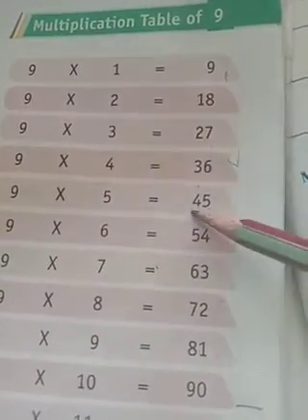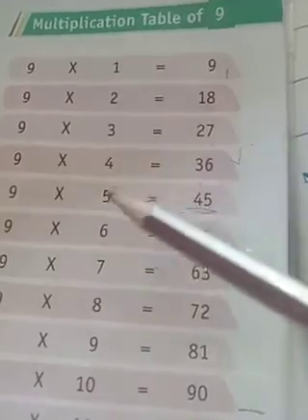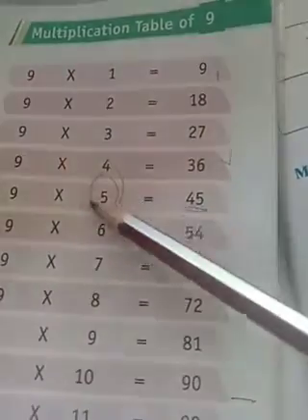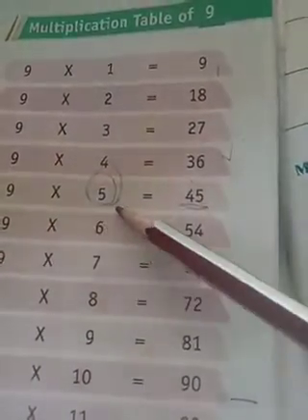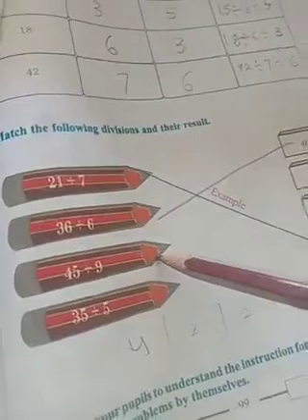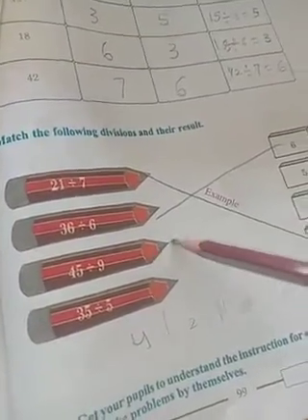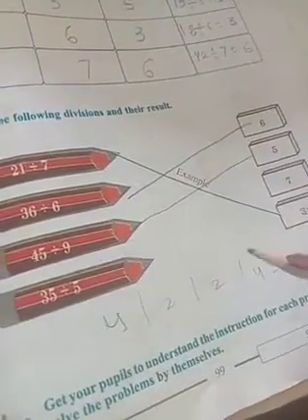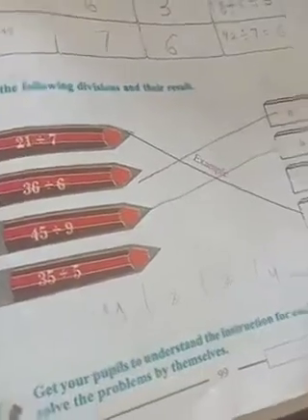How many times will it come in the 9 table? 5 times. How many times? 5 times. This is the division result. So which one? 5. 45 by 9 equals 5.